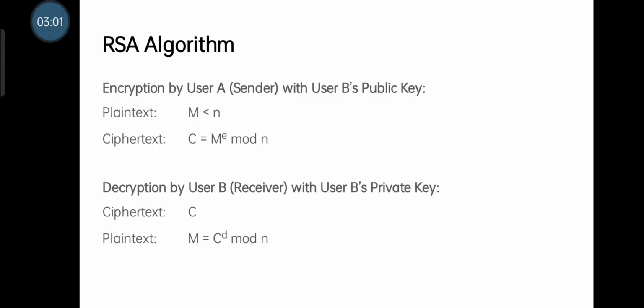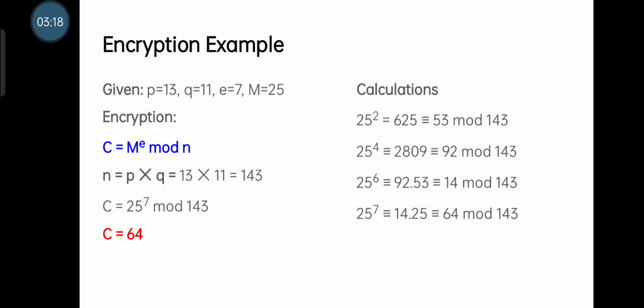For the encryption algorithm, we can select any message which should be less than n. C is equal to m power e mod n. For decryption, we have the ciphertext and we want to find out m. If that m and the original message are the same, then it is working fine. So m is equal to c power d mod n.